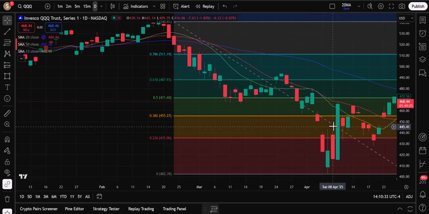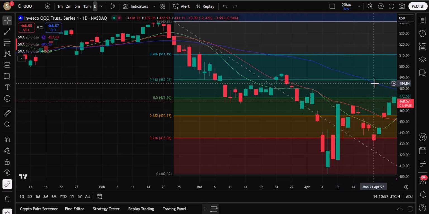Okay, but that's not what we did. What we did was we blew through on this day, but then we immediately retraced. And this was the tariff 90-day pause day. But we immediately retraced and then traded around that 455 level for a couple of weeks now. Right, so we didn't move rapidly back through the 50%, the 0.618. We've been chopping in here.